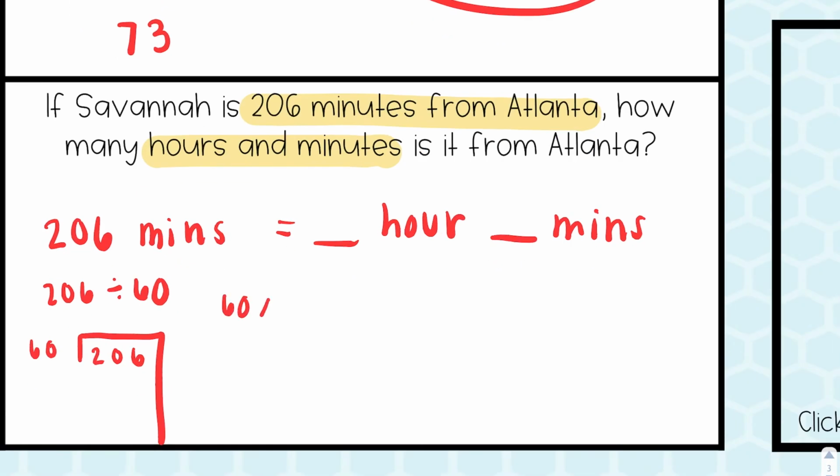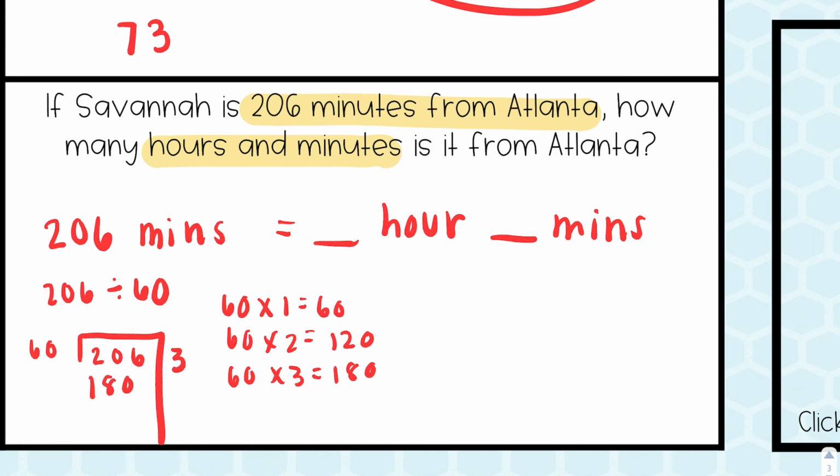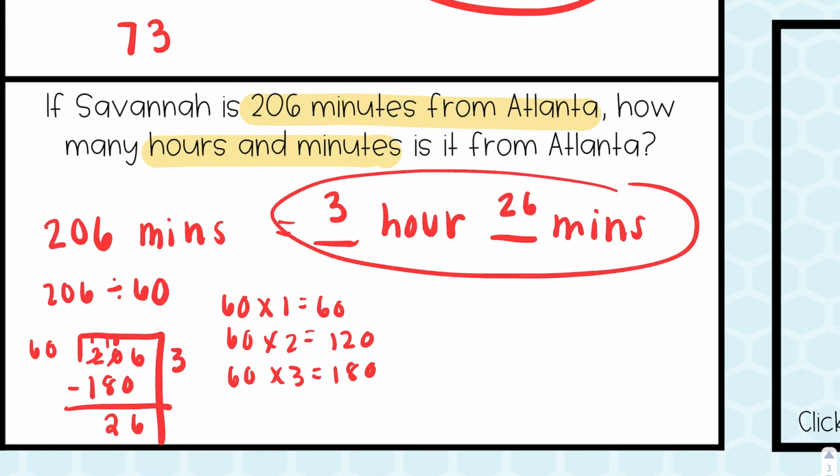So you'll just go and set up your array. I know what 60 times 1 is, that's 60. 60 times 2 is 120. I can see that familiar fact of 6 times 2. I know 6 times 3 is 18, so 60 times 3 is 180. 180 is going to get me the closest I can, and I'm going to be left with 26, because I know 20 minus 18 is 2. So 3 hours and 26 minutes is equivalent to 206 minutes. So it would take me 3 hours and 26 minutes to get from Savannah to Atlanta.